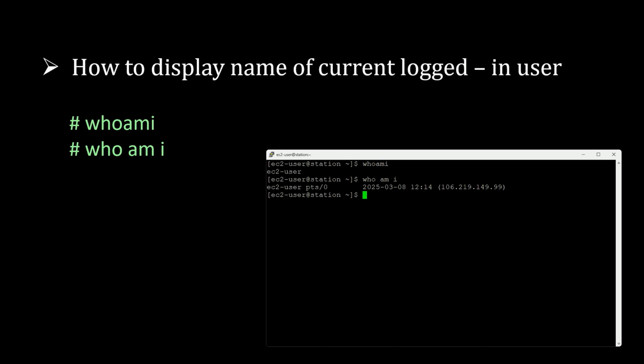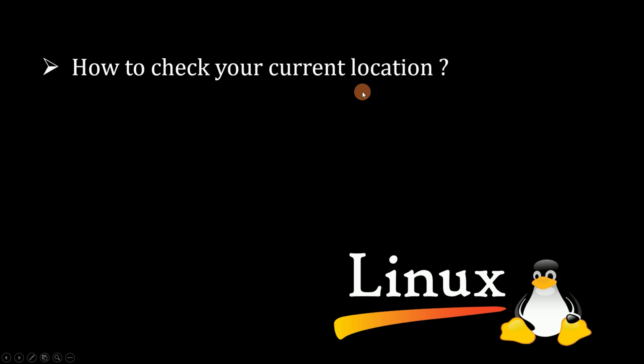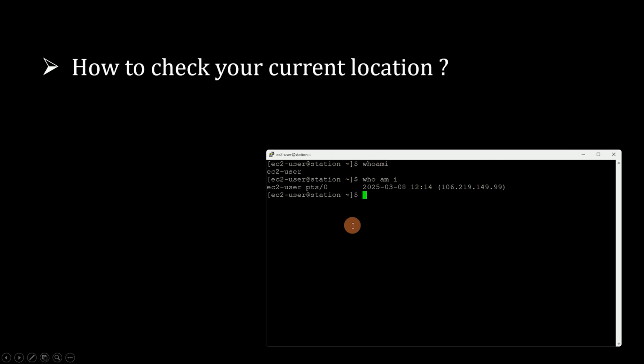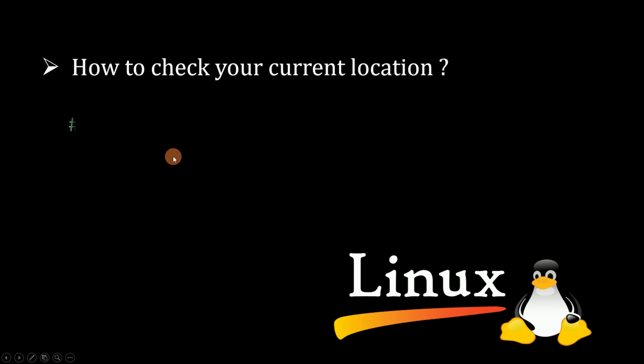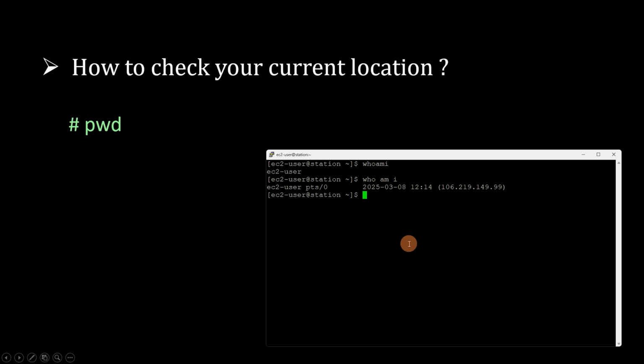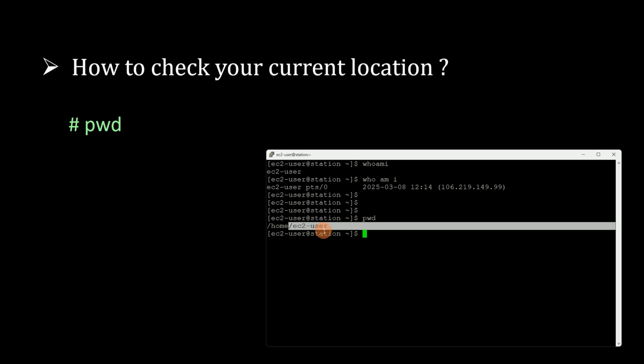Now let's move towards our second command: how to check your current location. Location here means directory. So let's first check the command here. It's pwd, present working directory, or print working directory as some people also call it. We are under the home directory of ec2-user, /home/ec2-user, right?